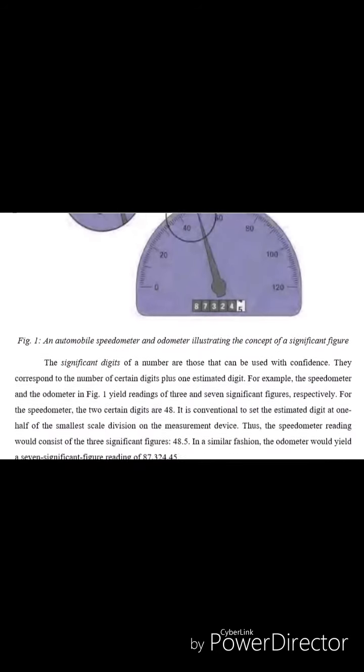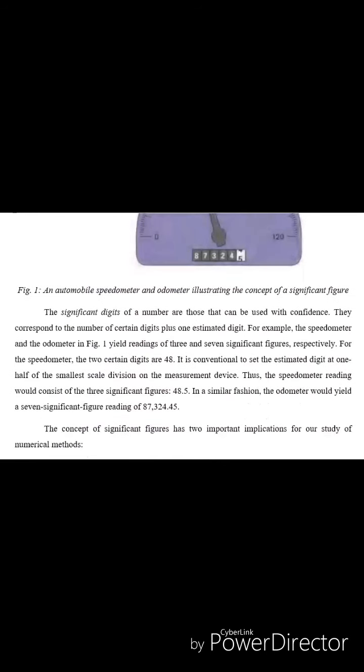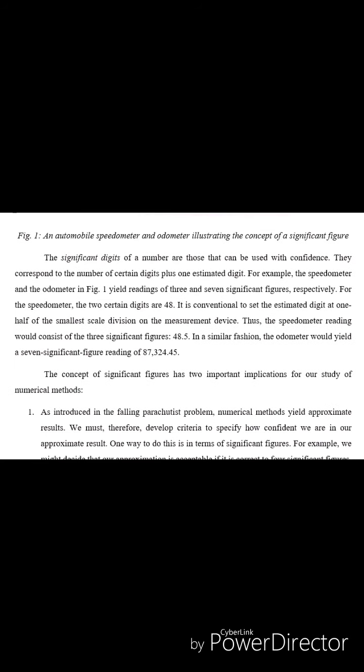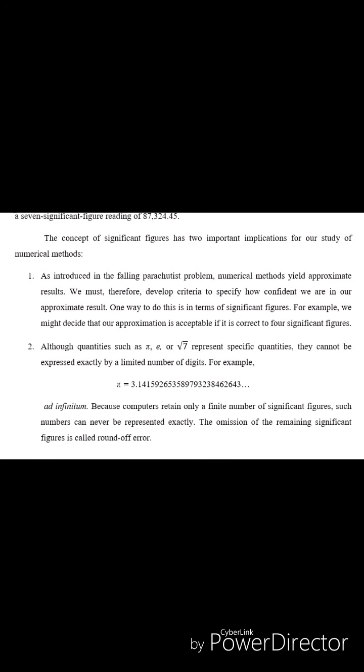So, let's consider the concept of significant figures, which has two important implications for our study of numerical methods. As introduced in the falling body problem or falling parachutist problem, numerical methods yield approximate results. Okay? Remember, numerical method, yung sa lecture 1 natin, yields approximate results. We must therefore develop criteria to specify how confident we are in our approximate result. One way to do this is in terms of significant figures. For example, we might decide that our approximation is acceptable if it is correct for four significant figures. Ibig sabihin nito, four digit numbers, okay?